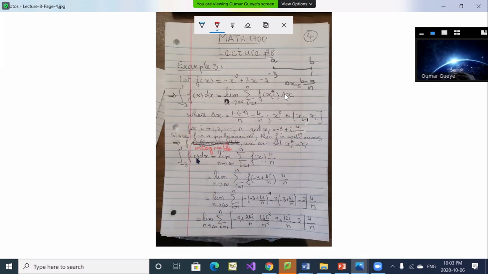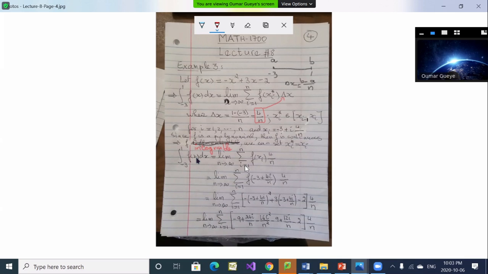And the 4 over n is this delta x. We multiply by delta x. I just substitute delta x by its value. And the value of delta x is right here, and I replace it by its value in order to get 4 over n. Okay, now we're ready to do the calculations.